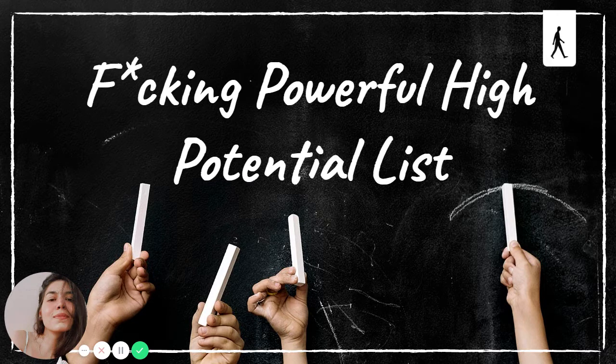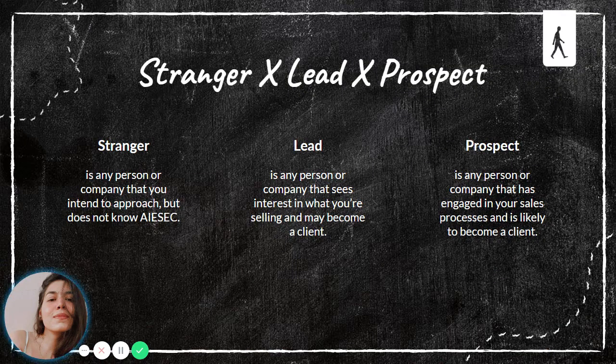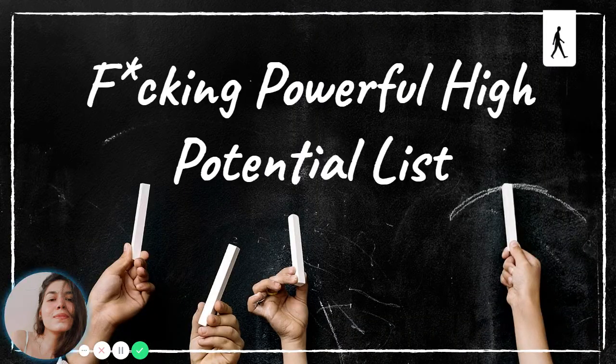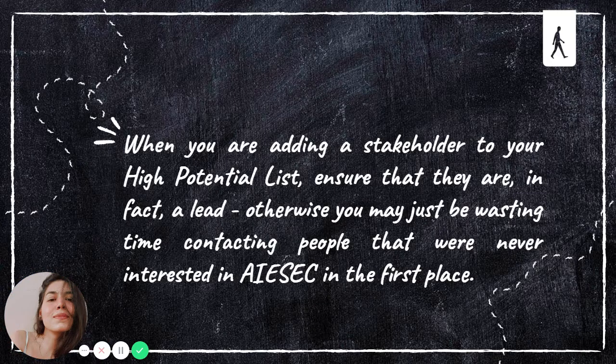So yeah, next step, working powerful high potential leads, how you can identify your leads. Now you already know what a lead is. That is a person that is interested in your product, and now you need to create a high potential list with these leads. When you're adding a stakeholder to your high potential list, ensure that they are in fact a lead. Otherwise, you will just lose your time, and we don't want to lose time.